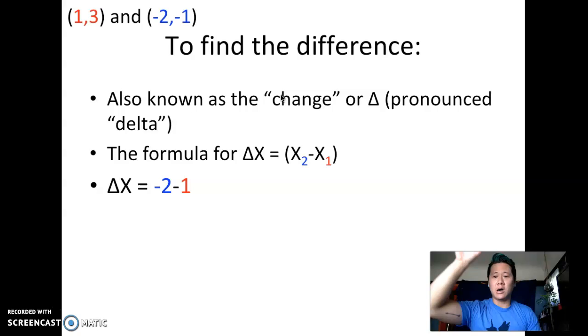I'm going to have our example on the upper left corner just so we can reference back to it because we're going to be using it again. And to find the difference, it's also known as the change or delta, pronounced delta, like a triangle.